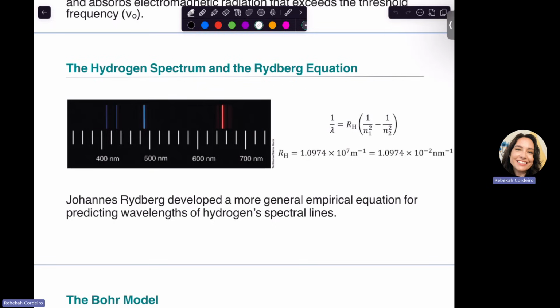So n is going to be called your energy level. And so the difference in the energy levels, the inverse of the difference in the energy levels, is going to give us the inverse of the wavelength produced by that energy level change. And then this is a constant that we can plug in that will help make our math work.